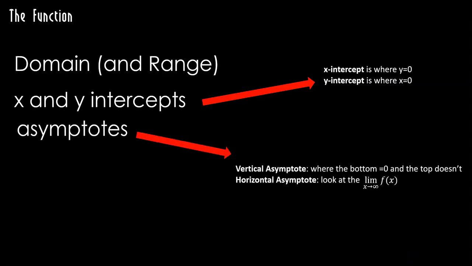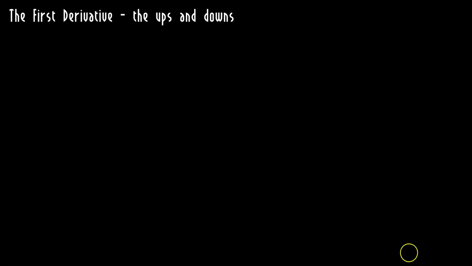The vertical asymptotes are where the bottom equals 0 and the top doesn't, and horizontal asymptotes is where you look at the limit as x approaches infinity. You're only going to have vertical asymptotes if you have rational functions, like something over something. Horizontal asymptotes, if the top has smaller degree than the bottom, your horizontal asymptote will be y equals 0. If the degrees are the same, you're going to have the ratio of the leading coefficients, and if the degree of the top is bigger than the bottom, you don't officially have a horizontal asymptote, but you might have a slant asymptote.